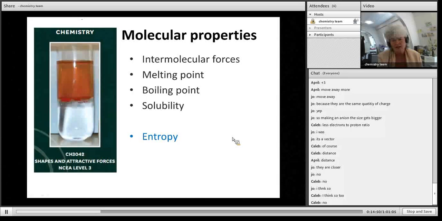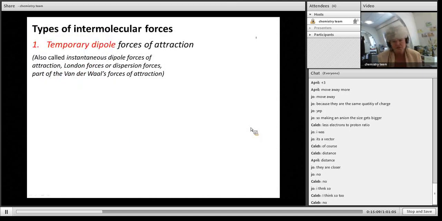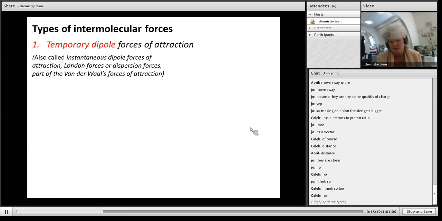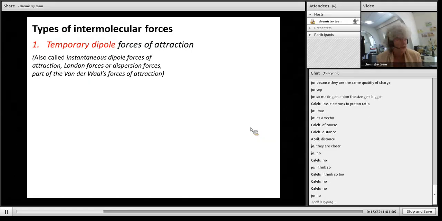This is another one where it distinguishes between achieved, merit or excellence, depending on your level of detail. If there's time, we'll discuss entropy, so I'll put it down here. But I want to focus on the intermolecular forces. Okay, there are three types of intermolecular forces. Now, has anybody here started CH3042? Nope. Okay. So this is, as I say, the main focus.